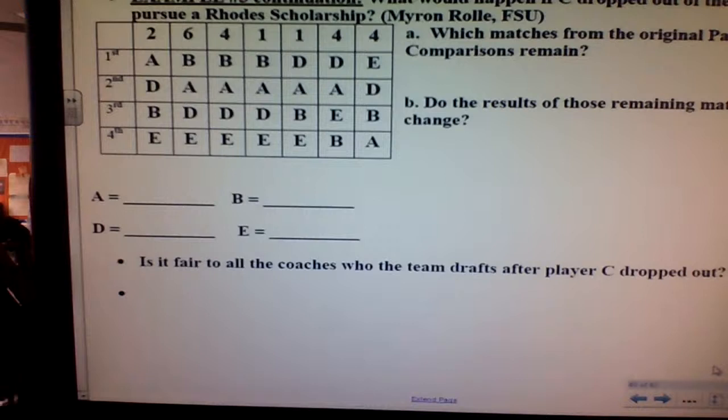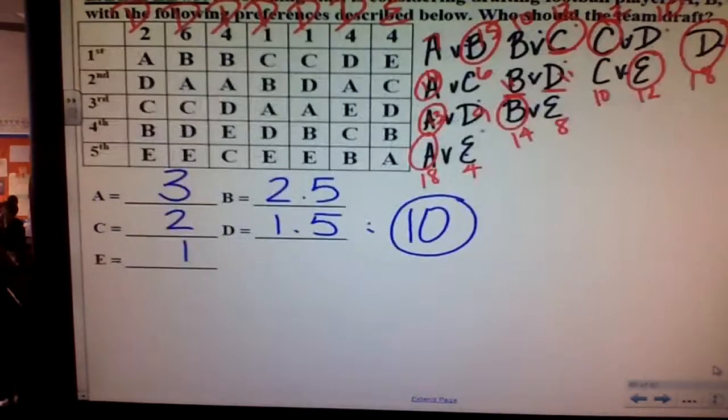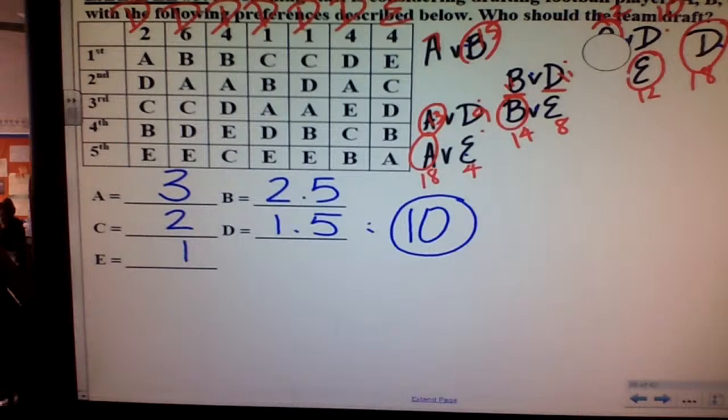So, answer me this. If C drops out, is that going to change my order, my answer for A versus D? No. Will that change A versus D? No. So, what's going to happen here? I don't have to redo this entire thing. All I need to do is not count anything that had C. So, we take out this, this, and this, because C is no longer a candidate. And then I recount.